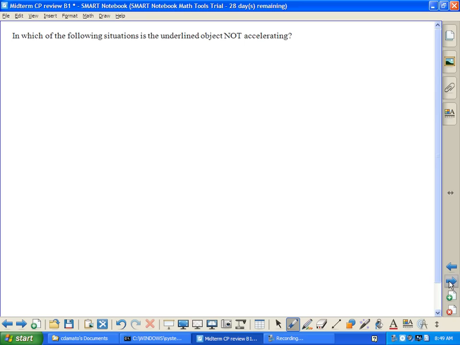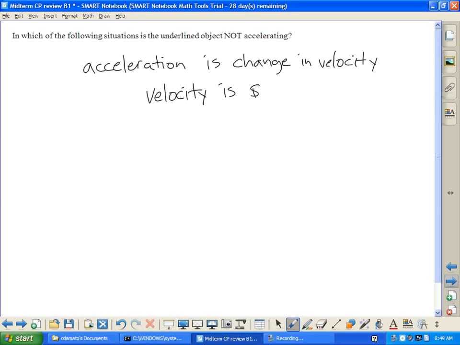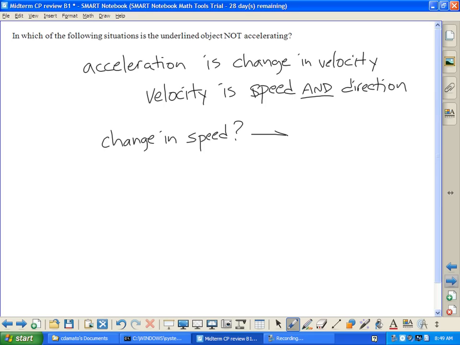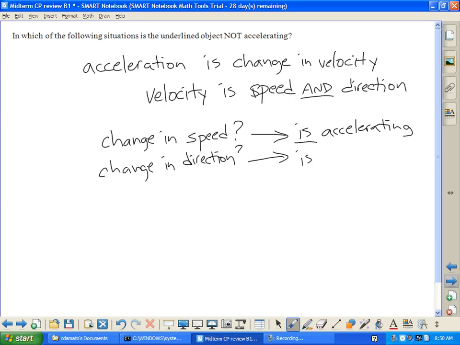In which of the following situations is the underlined object not accelerating? Well, acceleration is change in velocity. Velocity is speed and direction. Okay. Change in speed is accelerating. Change in direction is accelerating.